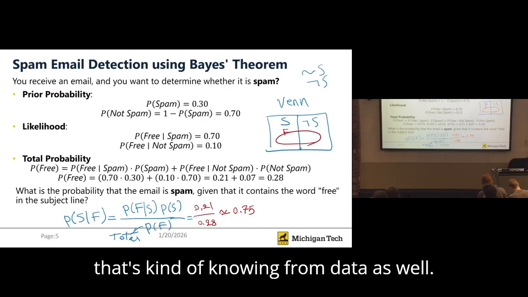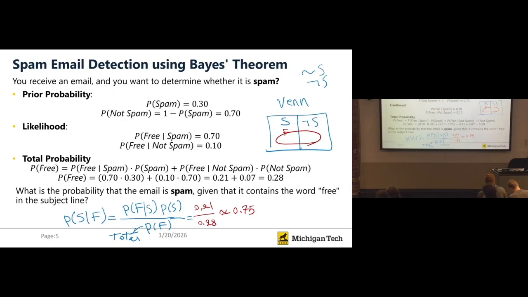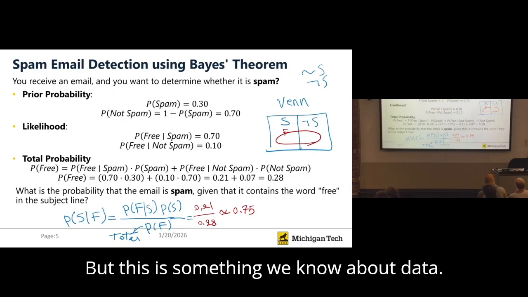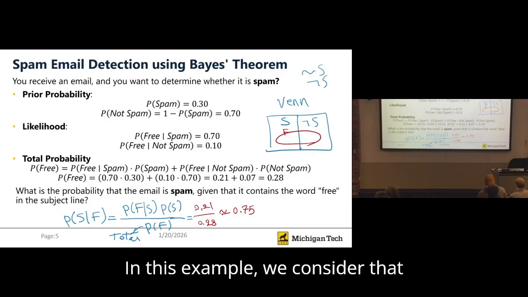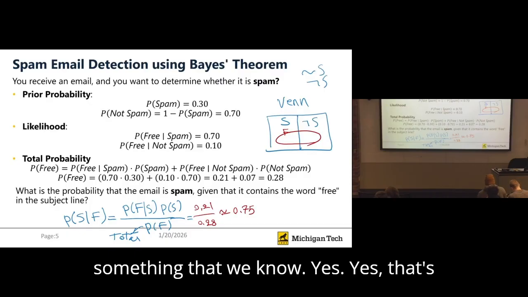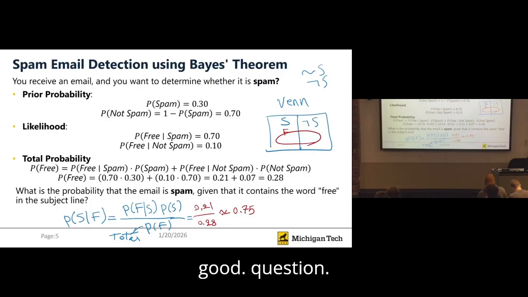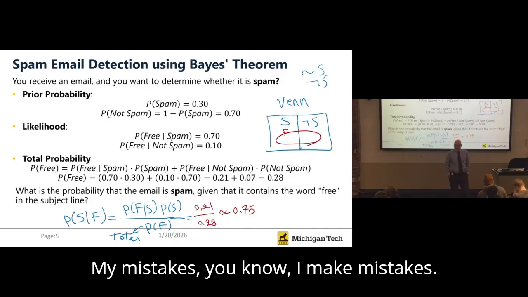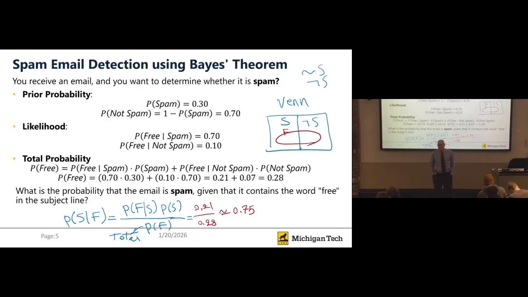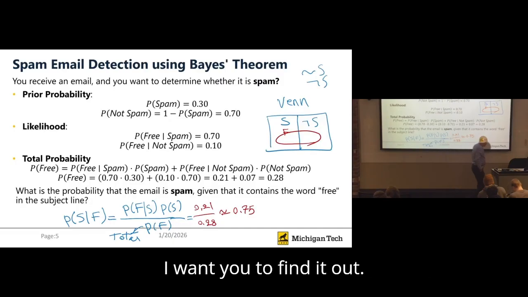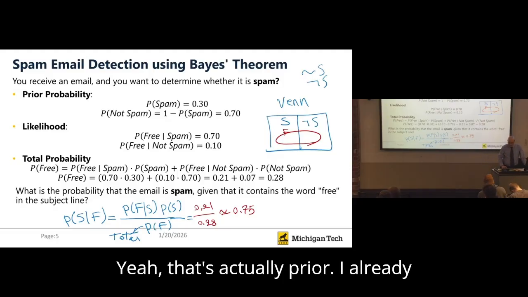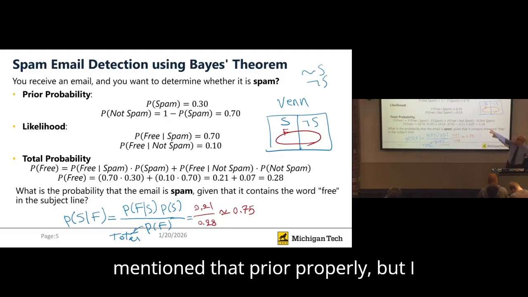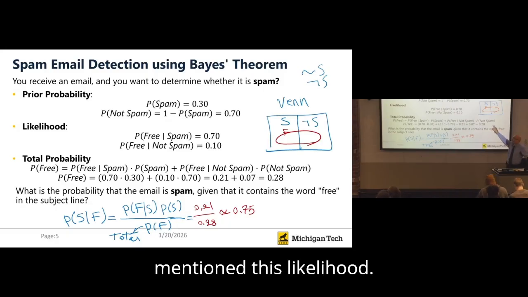However, that's kind of knowing from data as well. But this is something we know about data. In this example, we consider that something that we know. Yes, that's good. Good question. Get my mistakes, you know. I make mistakes, I want you to find them. Yeah, that's actually prior. I already mentioned prior, but I mentioned this likelihood.